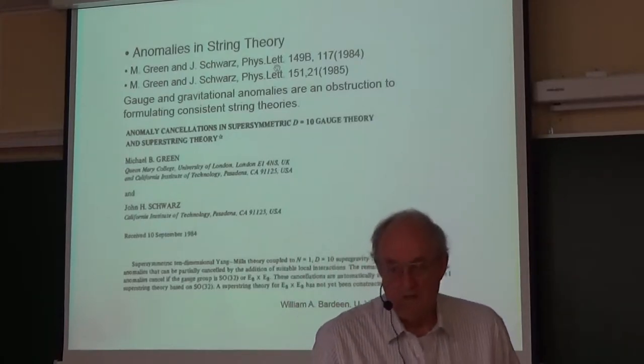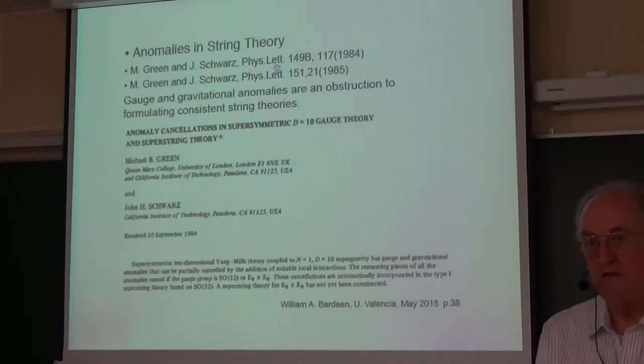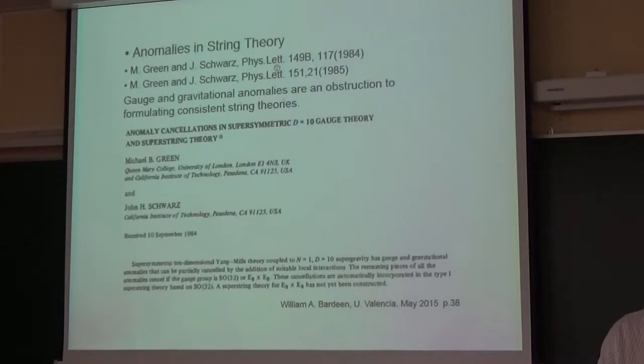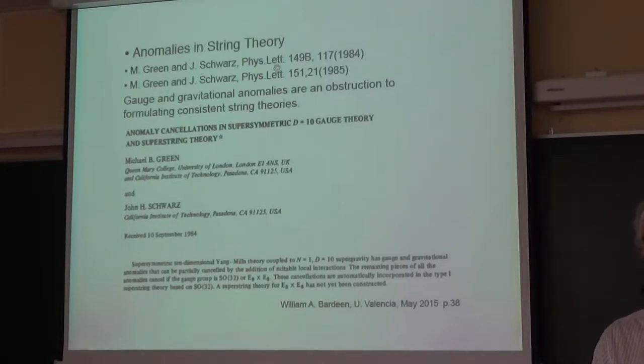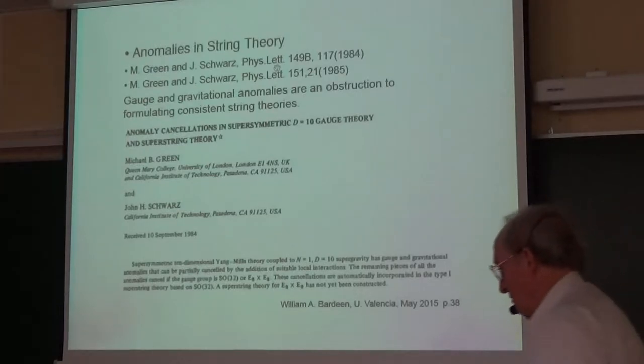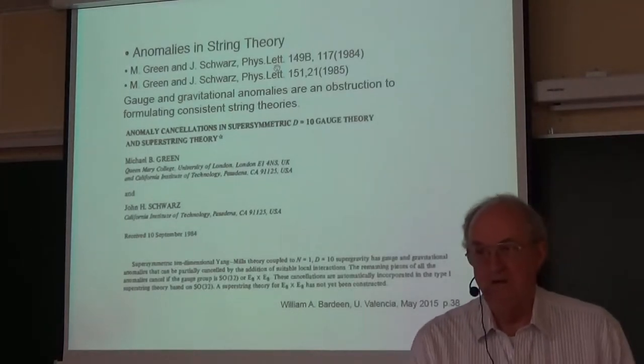So anomalies of supersymmetry, etc., were an obstruction to defining consistent string theories. And in the mid-80s, the first successful demonstration that some string theories were actually free of both gauge and gravitational anomalies was achieved by Green and Schwarz in a summer.